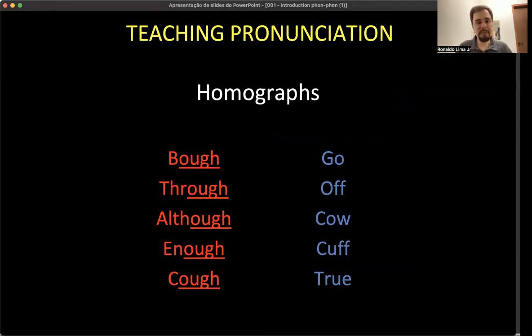Now, what about the homographs? It has to do with spelling as well, and they affect pronunciation. So homo, same, graphs, grapheme, letters, okay? So same letters, but different pronunciation, different meanings. On the left, there are five words in red, all with the same ending, O-U-G-H. But they're all pronounced differently, okay? And on the right, you have the words that rhyme with them. So I'll give you a few seconds. Take a look at these words in red and think to yourself, which word in blue rhymes with each word in red? I'll give you the answer in 10 seconds.